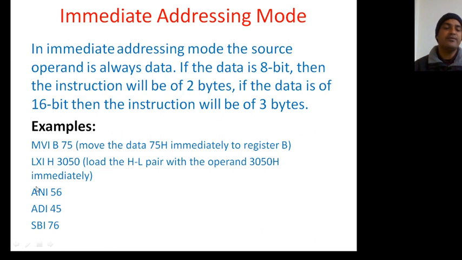ANI 56, what will it do? It will perform AND operation of the contents of A and 56 and store the result in A. ADI 45 will perform addition of A with 45 and store the result in A. SBI 76 will subtract 76 from A and store the result in A. So you can see in immediate addressing mode, the source operand will always be either 8 bit or 16 bit data. I means immediate data.